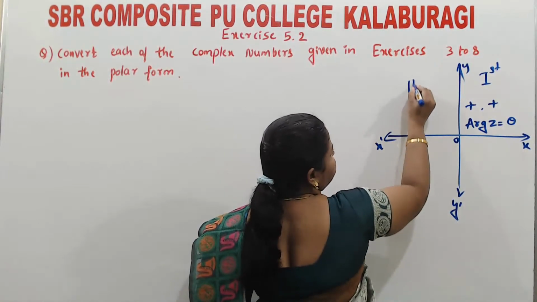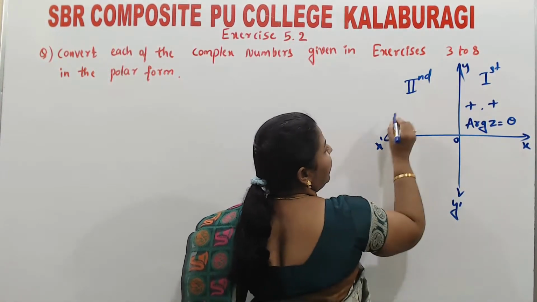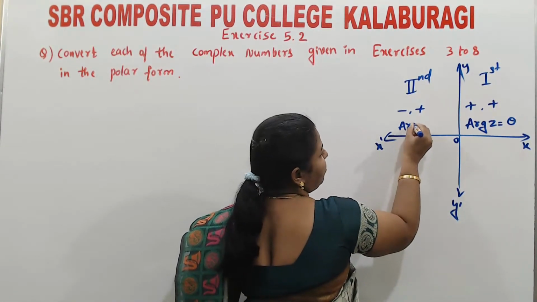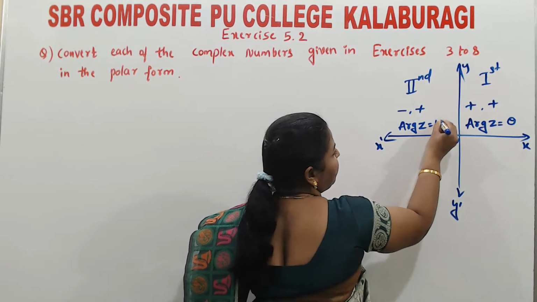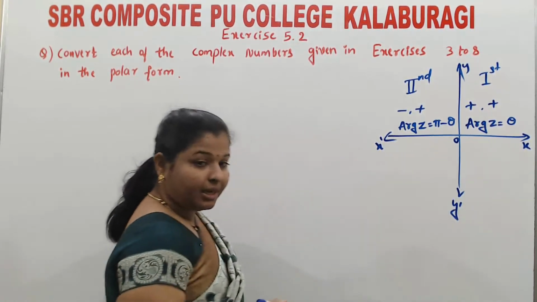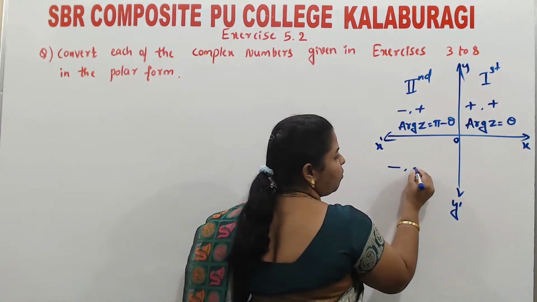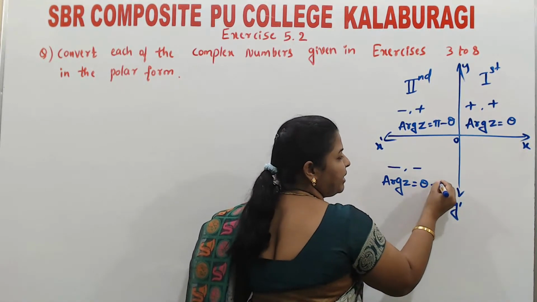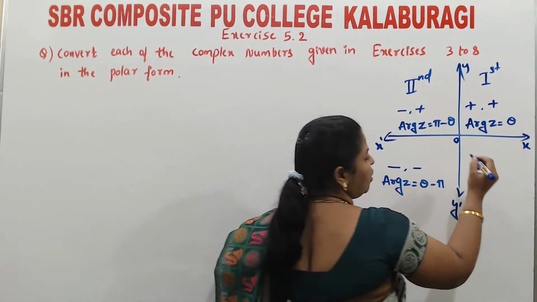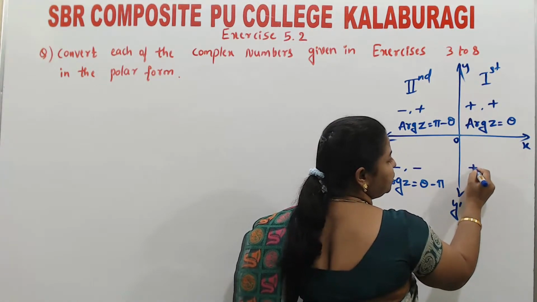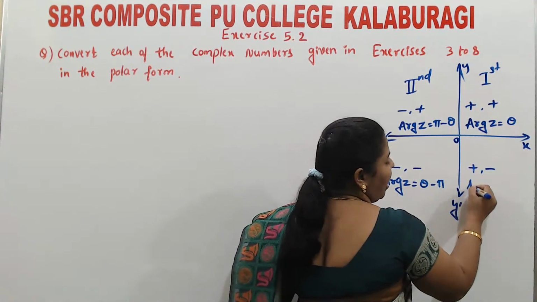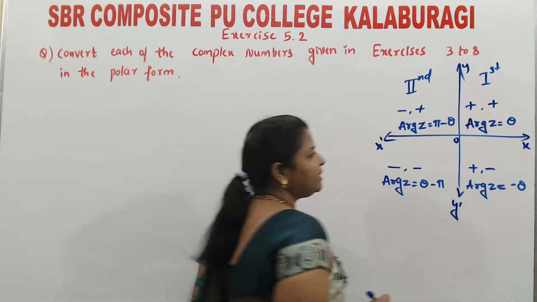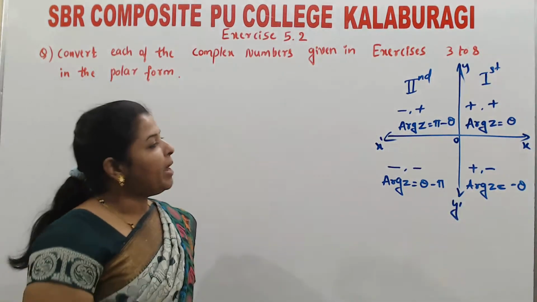In the second quadrant, x is negative, y is positive. Argument of z is equal to pi minus theta. Whereas in the third quadrant, x is also negative, y is also negative. Therefore, argument of z is equal to theta minus pi. In the fourth quadrant, x is positive, y is negative. Therefore, argument of z is equal to minus theta. Is it right? Argument of z is equal to minus theta.